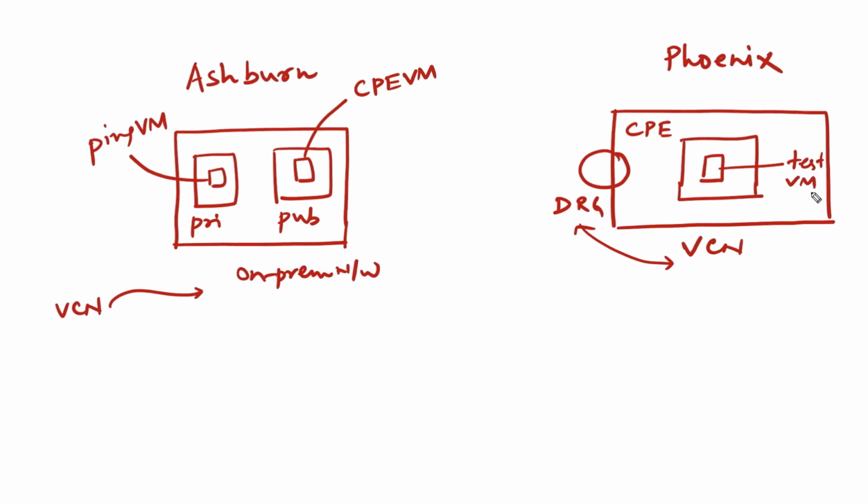Now what we are going to do is we will be downloading LibreSwan and installing it on this customer premises equipment virtual machine. So after configuring the IPsec files, we will be able to establish an IPsec connection between the on-prem and our OCI. So this is what we are going to do.